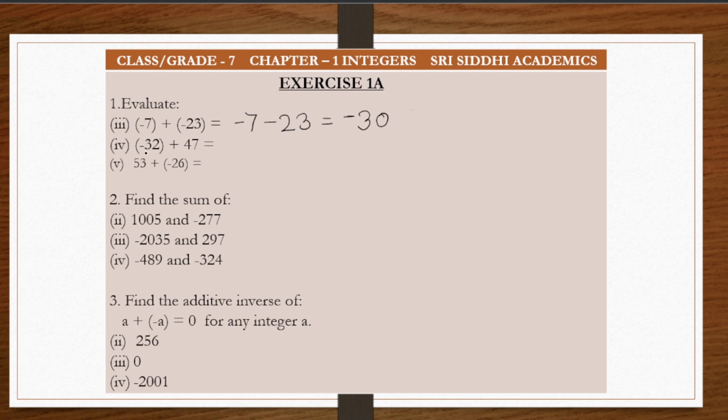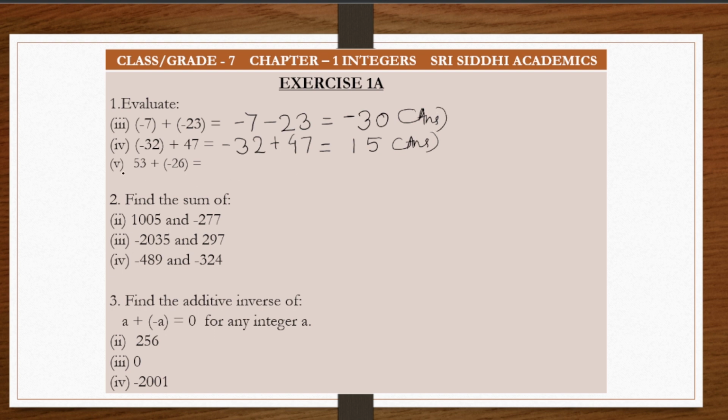Now question number 4 says minus 32 plus 47. So I'll remove the bracket. Minus 32 plus 47 means these are two integers with different signs, so therefore definitely subtraction. If you subtract, what will you get? 7 minus 2 is 5. 4 minus 3 is 1. So it is 15. And the bigger value is 47. Sign in front of 47 is plus, so answer will be positive. It is 15. This is the answer for question number 1-4.